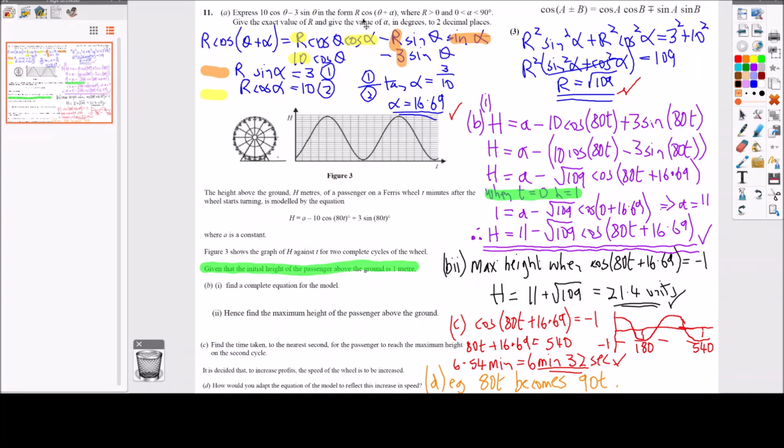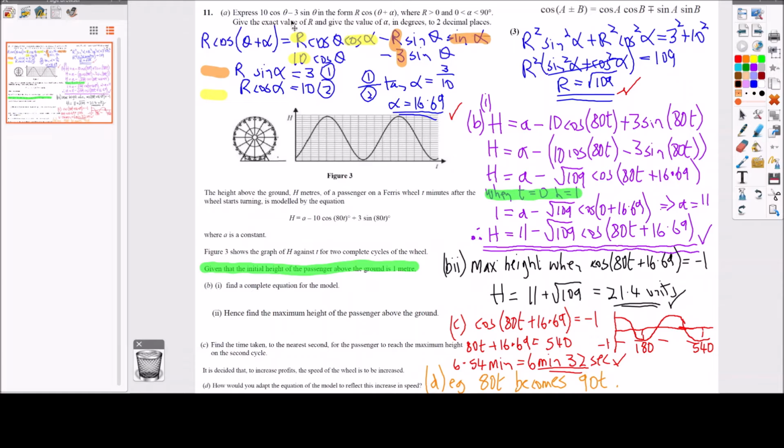So for part A, it's R cos(theta + alpha), so we're going to use the cos(A + B) formula that I've just copied and pasted out of the formula booklet. So just setting this up, copy that out and incorporating the capital R. So that's the first line of workings.